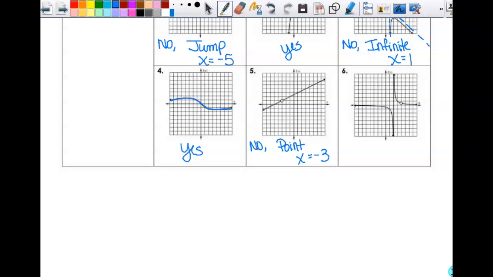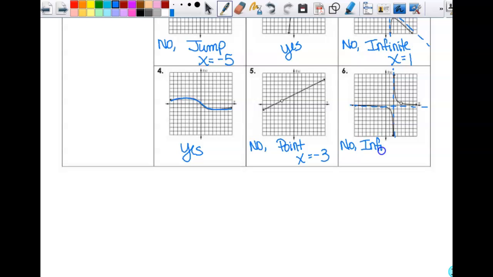All right, number 6. Is it continuous? No. Are there any asymptotes? Yes. I have a vertical one and I have a horizontal one. Right now, the horizontal one doesn't do anything for continuity. It's only the vertical one that affects it. Is that the only discontinuity I have? No. I also have a hole, right?